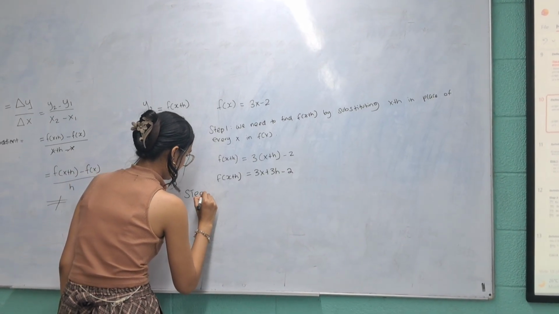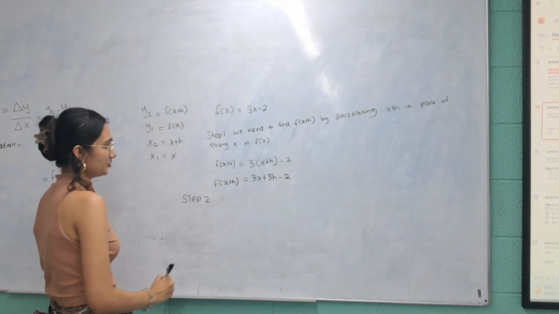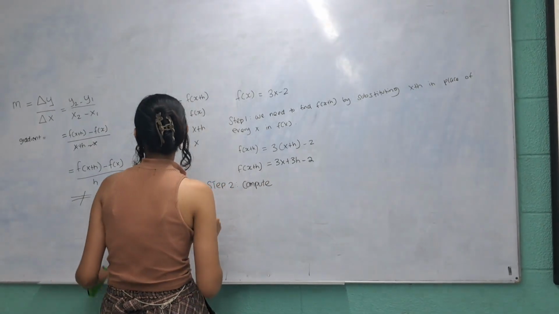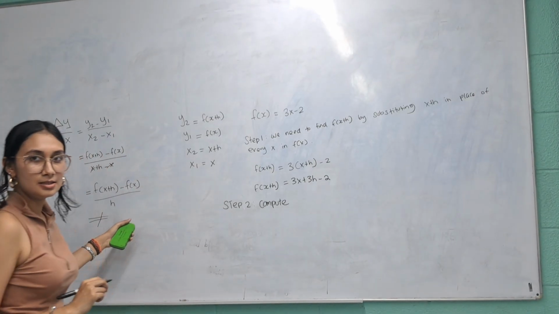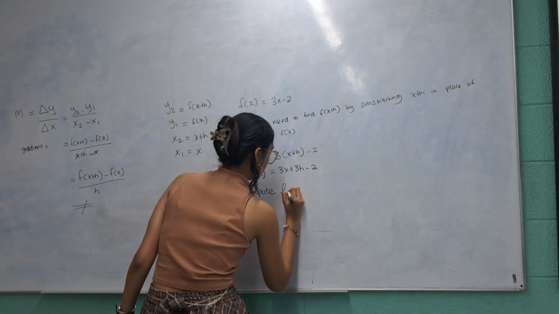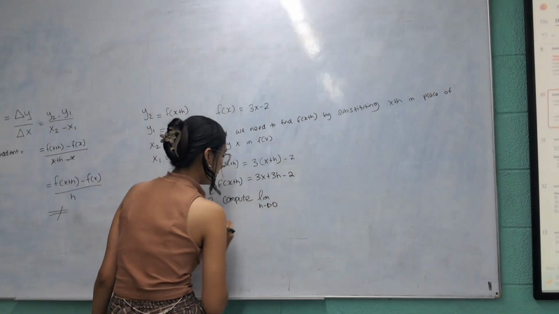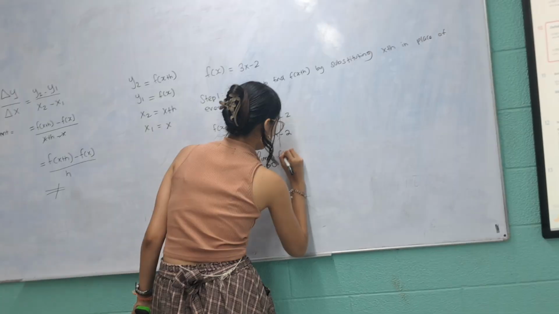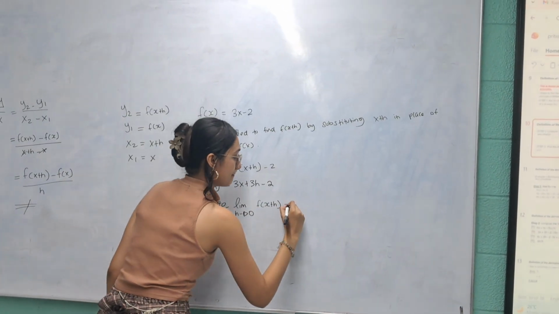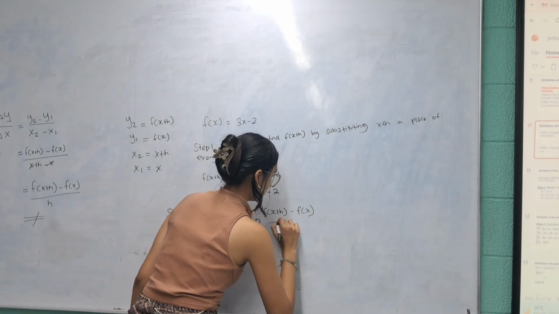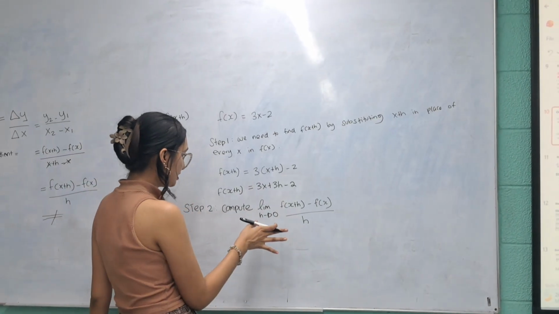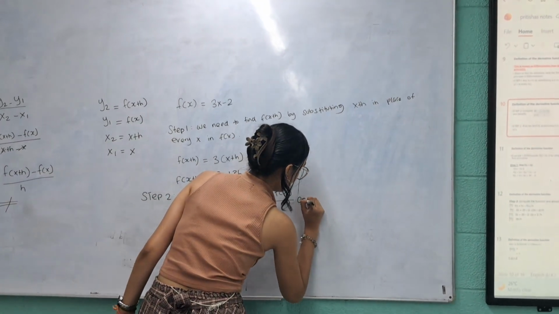Step 2. So basically in step 2, we need to compute the formula we found from our definition function. So we will compute the limit as h approaches 0 of the formula f of x plus h minus f of x, divided by h. After computing the formula, we need to simplify this.